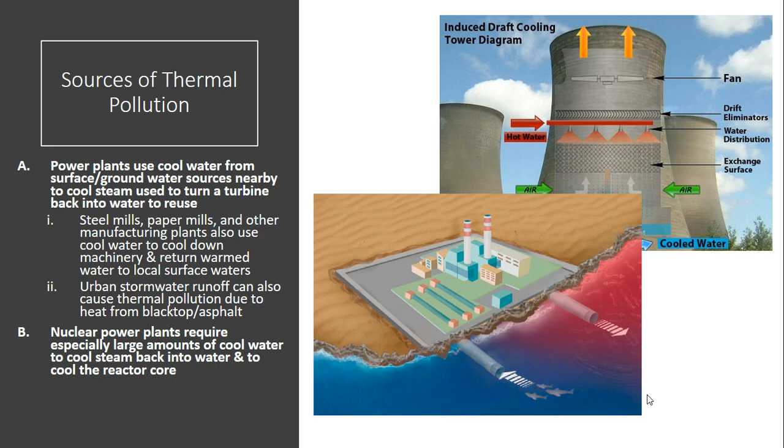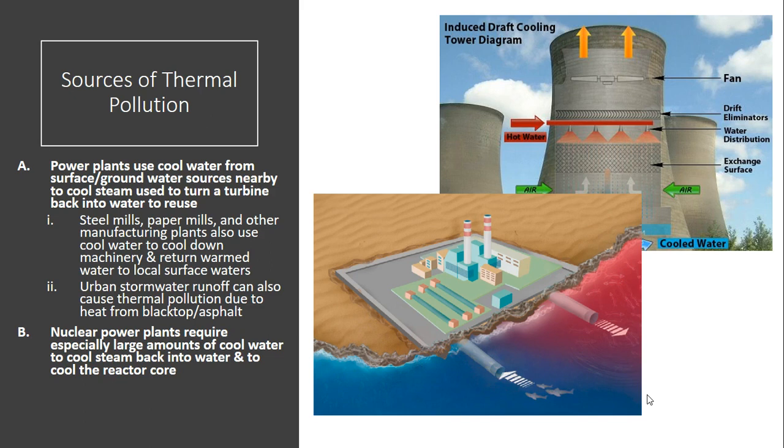What winds up happening is they can take in that water and then release the much warmer water as waste. We can also see it being used in nuclear power plants since they tend to require very large amounts of water to then be used as steam. And then that can enter back into an ecosystem when it's all said and done.